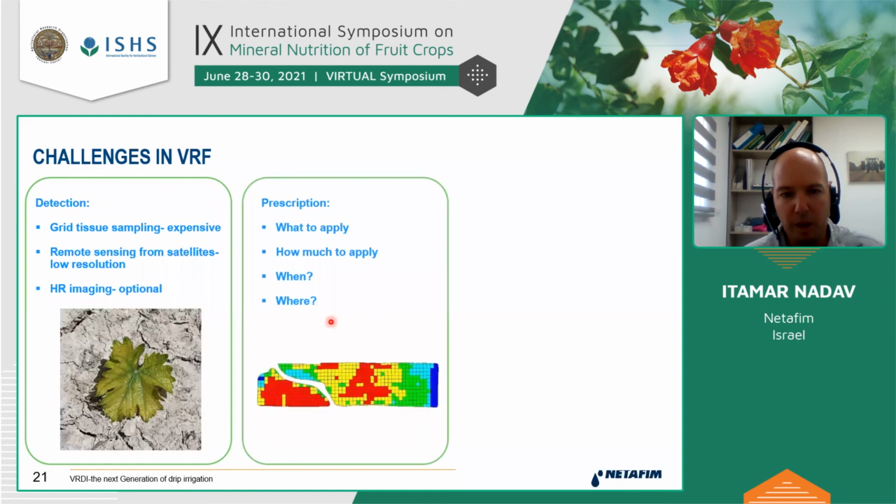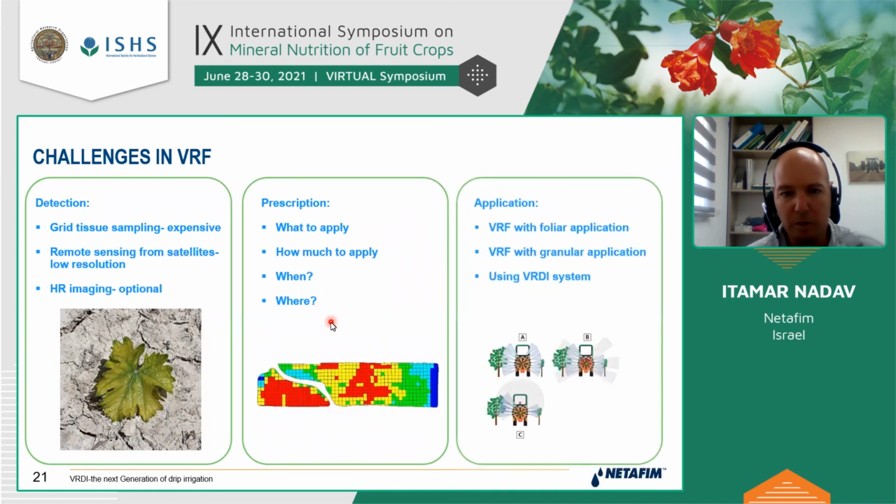Another issue that we have is then the prescription. So how can we know what to apply? We need to know how much to apply from each fertilizer that we identified and detected before. And once we know these two answers, now we have another two questions: when to apply it and where to apply it, because now we have much more flexibility about where to apply the fertilizers. And once we decide that, now we can go to the application.